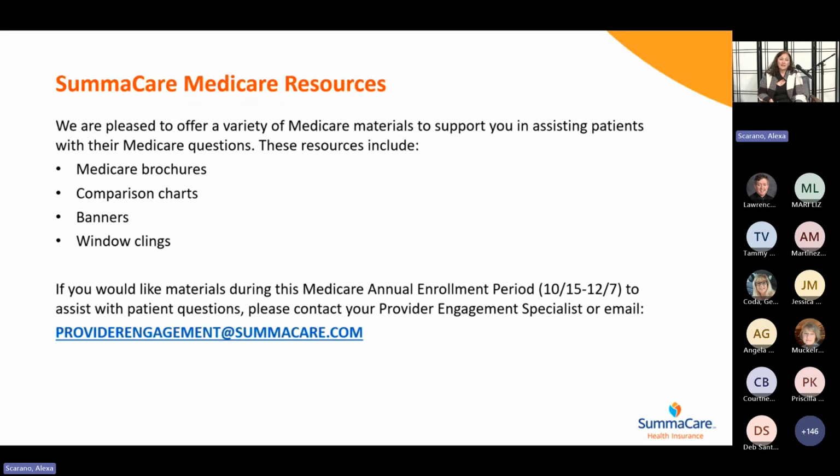And lastly here, we do have some Medicare materials that we can make available to your offices. These materials are brochures and comparison charts that may aid you when you have patients asking questions like, what plan should I choose? Will my doctors be on this network? Will I have the same pharmacy coverage? You can have them call us. And if you would want any of these materials in your office, you can reach out to provider engagement at SummaCare.com, and we will be happy to either mail or deliver some materials out to you to assist with your patients. And that is it for me.